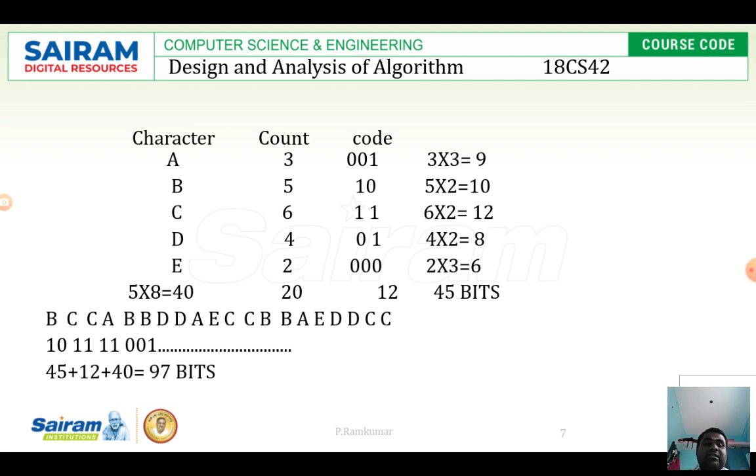And next I have to compute how many times each word appears in the given text. So word A appearing 3 times. So 3 into 3, 9. Word B appearing 5 times. So 5 into 2, 10.